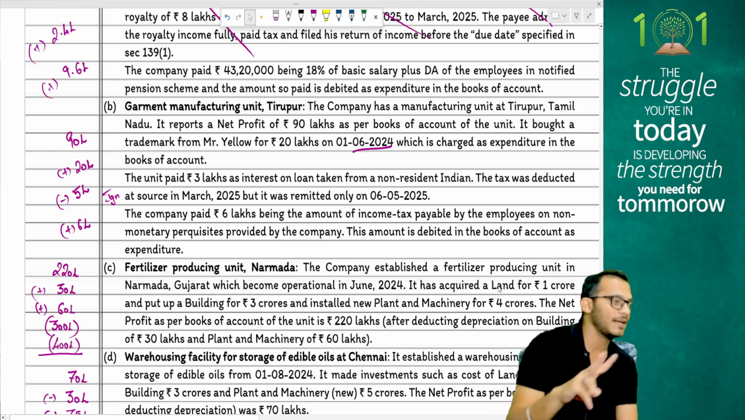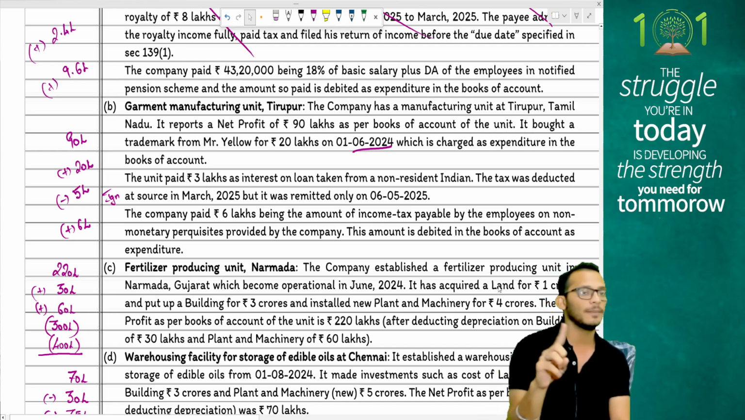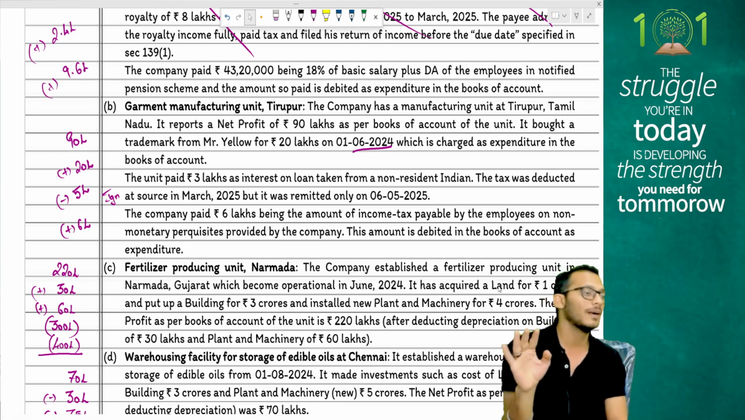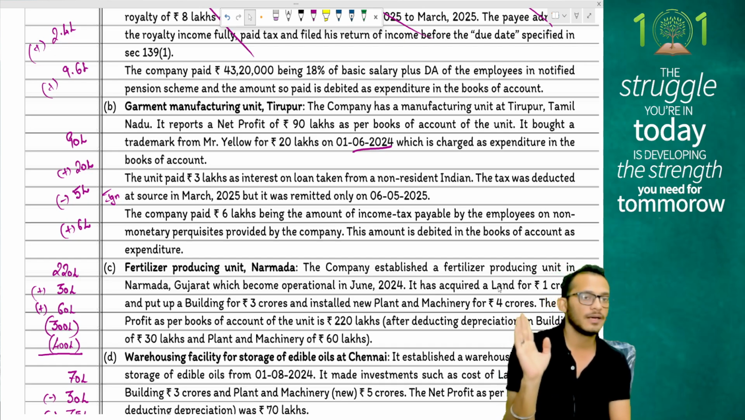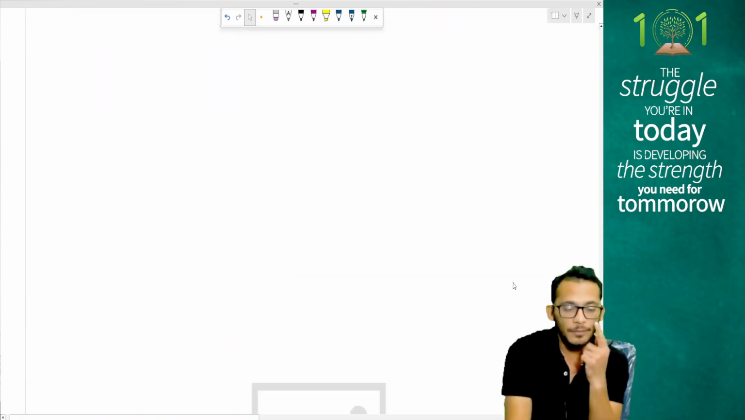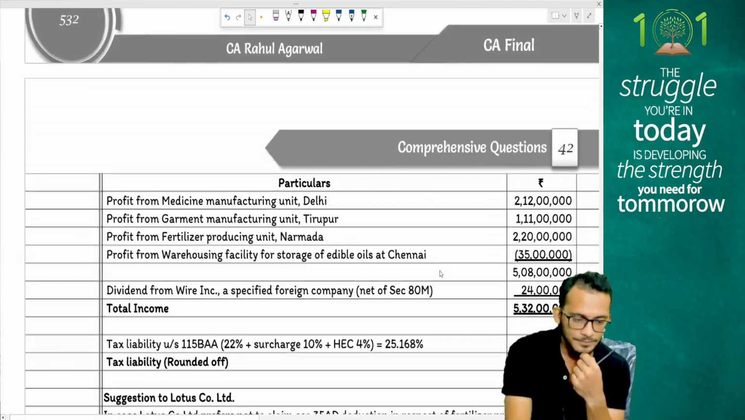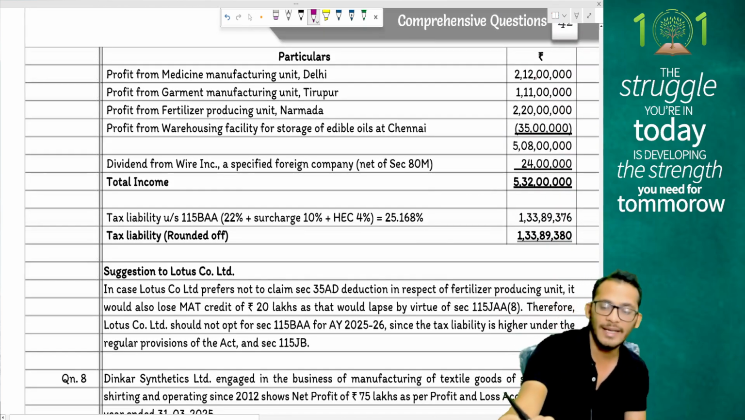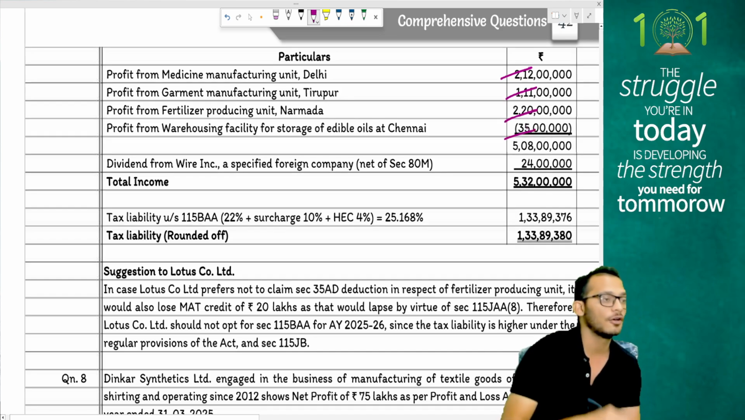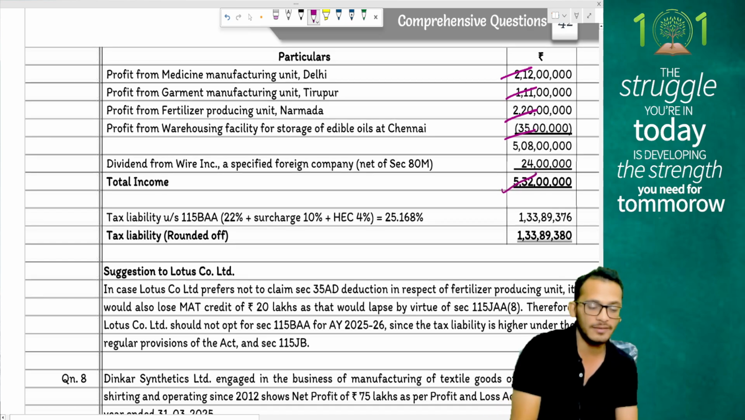The only two implications which will happen, people, because you're going for BAA, is that MAT is lost, meaning no MAT. But at the same time, credit is also gone forever. So when they compute it as per 115BAA, they got the normal Delhi as same, Tirupur as same, Narmada as same, warehousing facility they deleted off, and therefore they got a profit revision of 5.32 crores. They did as per 115BAA, they got 1 crore 33 lakh 89,380.